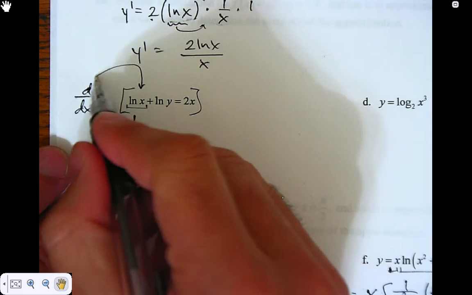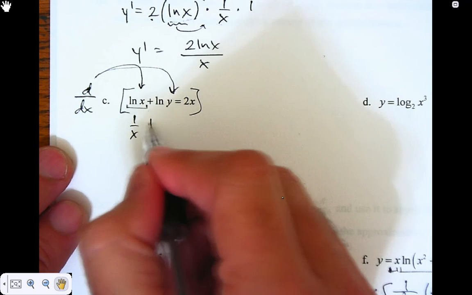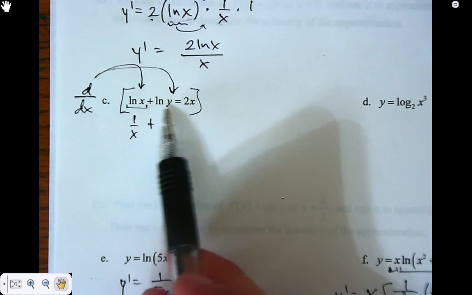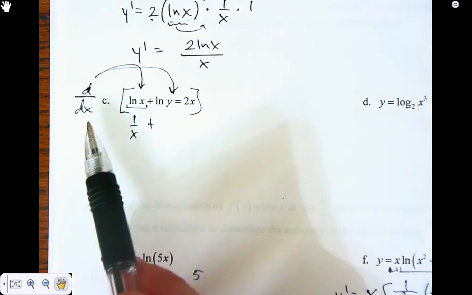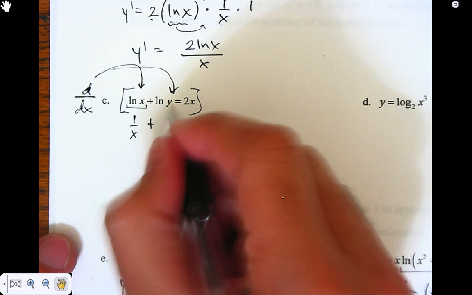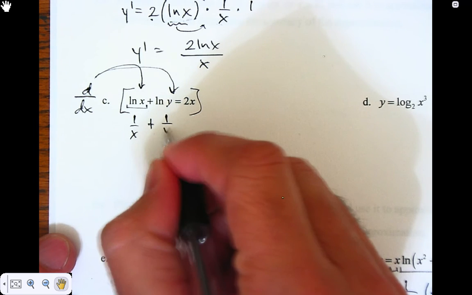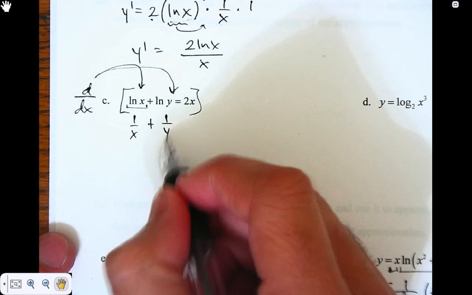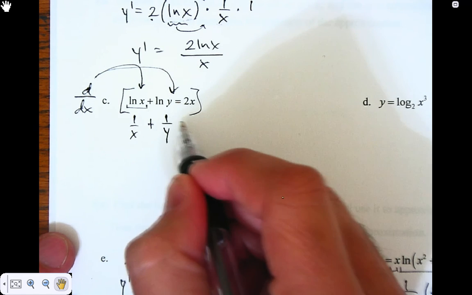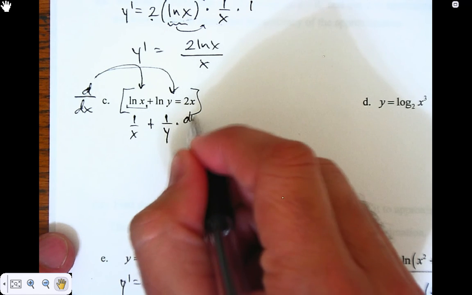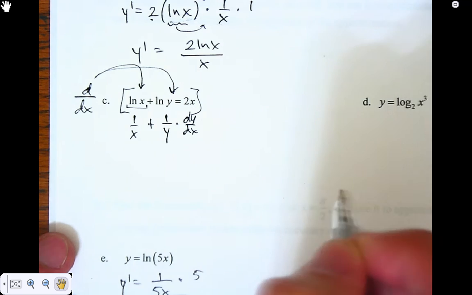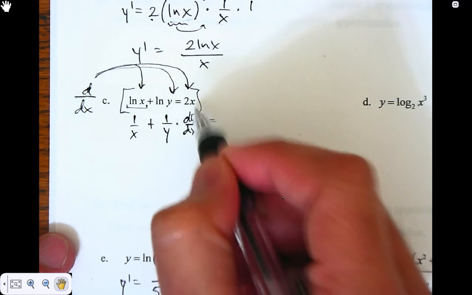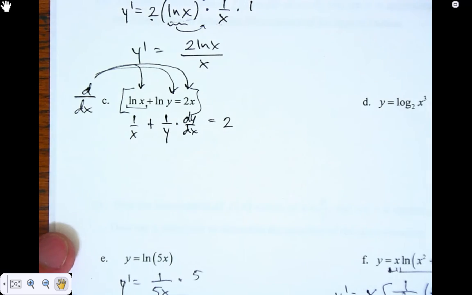Okay? Then let's take the derivative of this guy. Now we have an issue because that's a y. Y doesn't match x, so when you take the derivative, we're going to get 1 over the stuff, which is 1 over y, times the derivative of y. Okay, well, what's the derivative of y? 1 dy/dx.